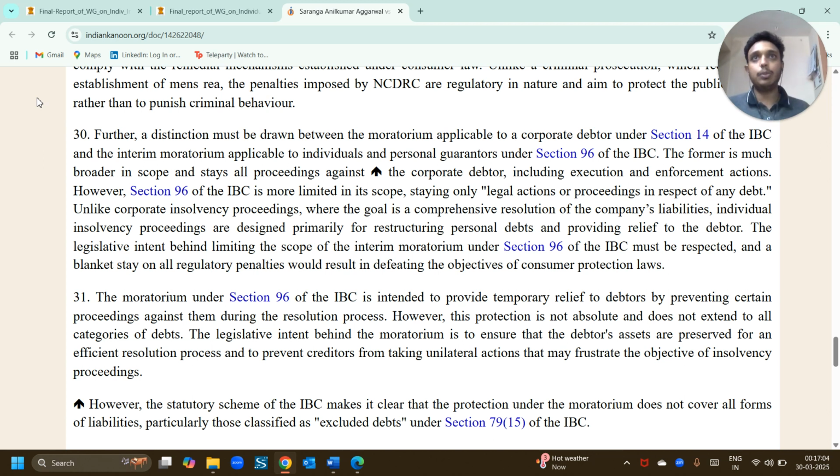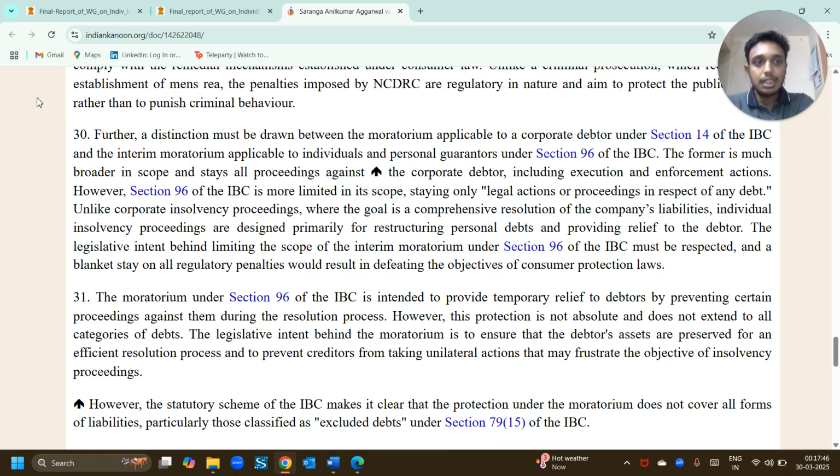So here the Supreme Court has attempted to clarify and classify the scope of moratorium under section 14 and section 96, wherein it is saying that the one under section 96 is much more limited in nature. Now what is the reason behind that? The Supreme Court says, unlike corporate insolvency proceedings where the goal is a comprehensive resolution of the company's liabilities, individual insolvency proceedings are designed primarily for restructuring personal debts and providing relief to the debtor, right? So here the court has differentiated between the objective of the resolution and the nature of the resolution itself when it comes to a corporate entity and when it comes to a personal guarantor or an individual, right?